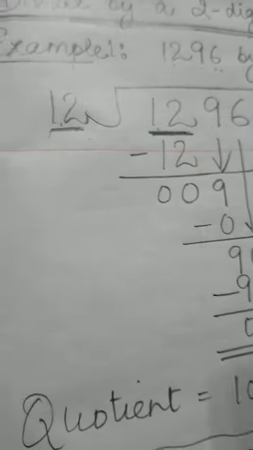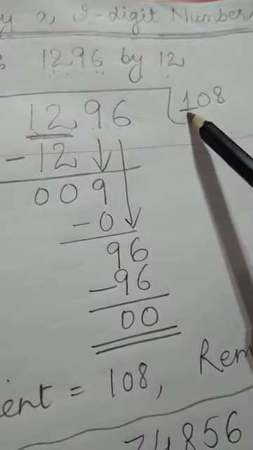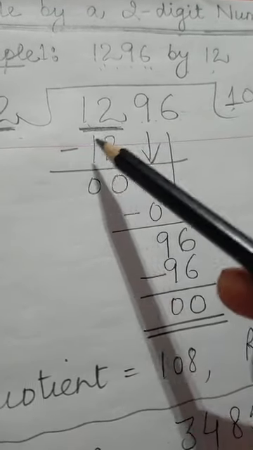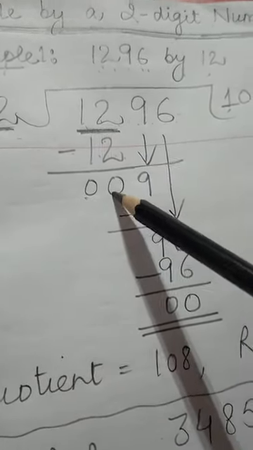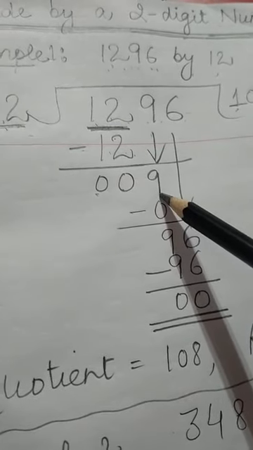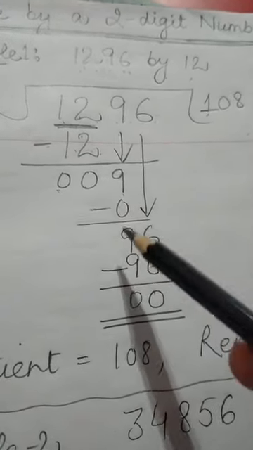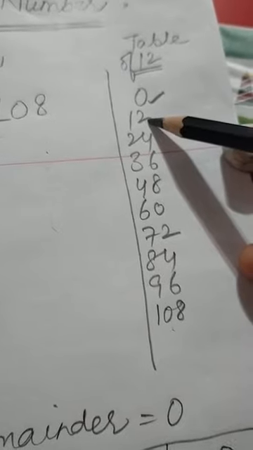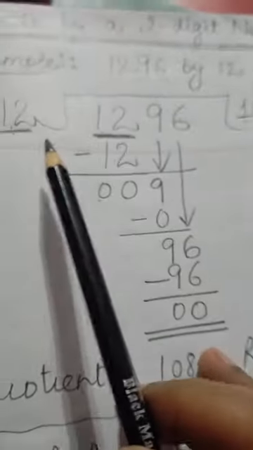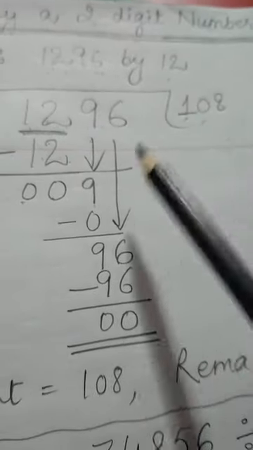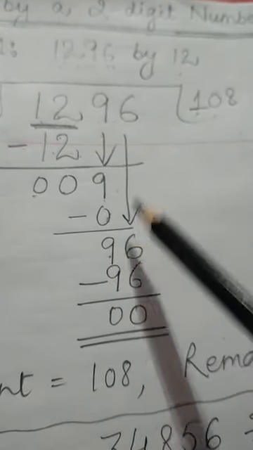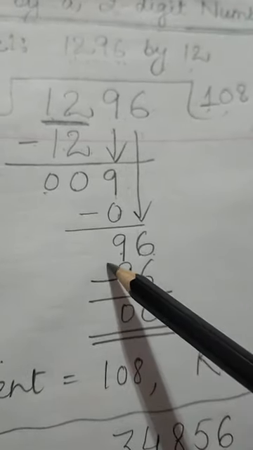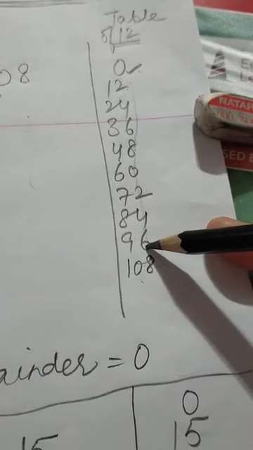Firstly we will divide by 12. 12 ones are 12. When you subtract 12 from 12, you get 0. The next digit is 9. What can be written under 9 so that it can be subtracted? Only 0 can be written, because 12 is greater than 9 and 9 minus 12 is not possible. So 12 zeros are 0, and 9 minus 0 is 9. The next digit comes down, so it becomes 96. Now see the table of 12, where is 96?